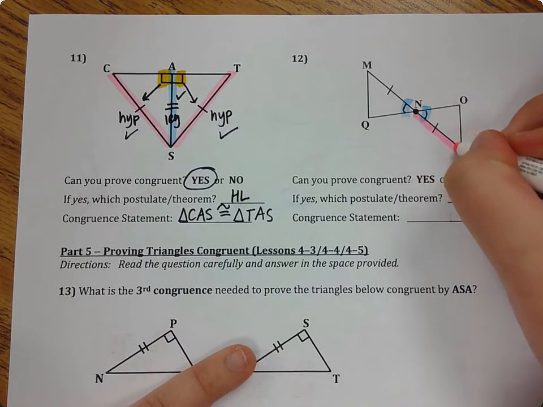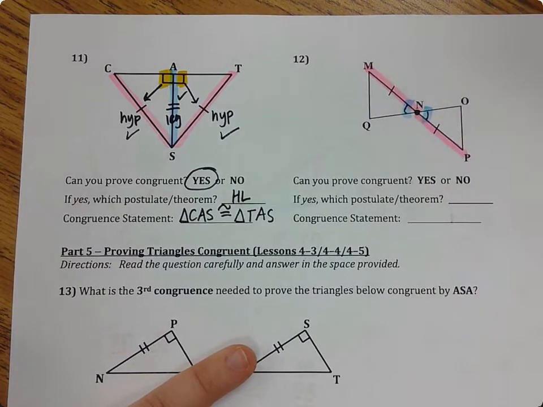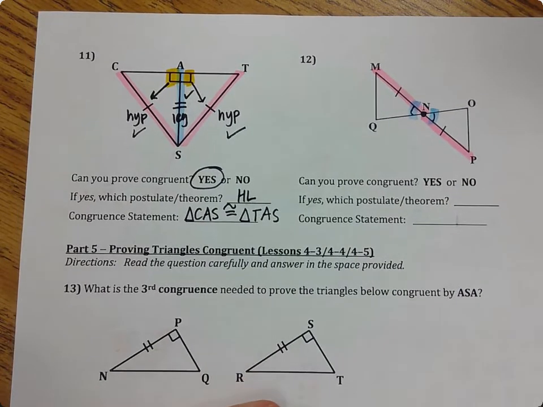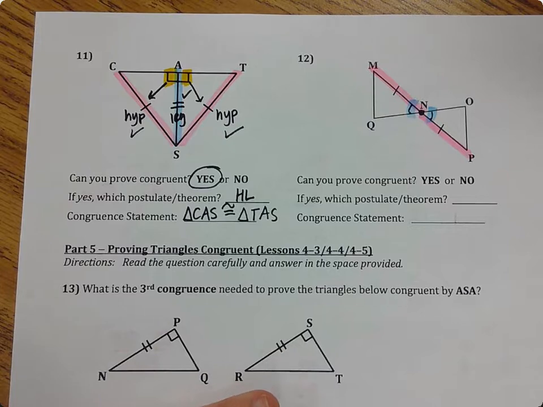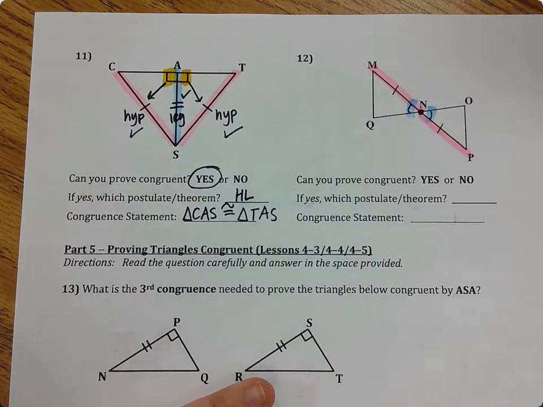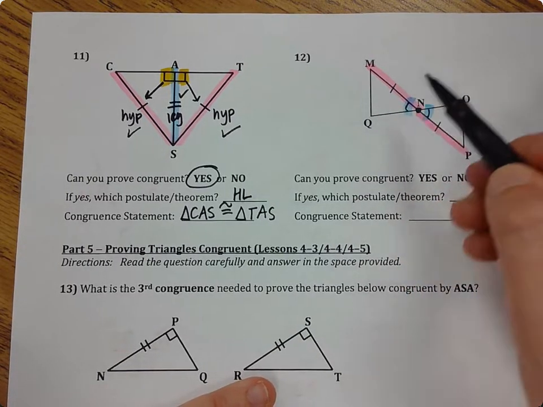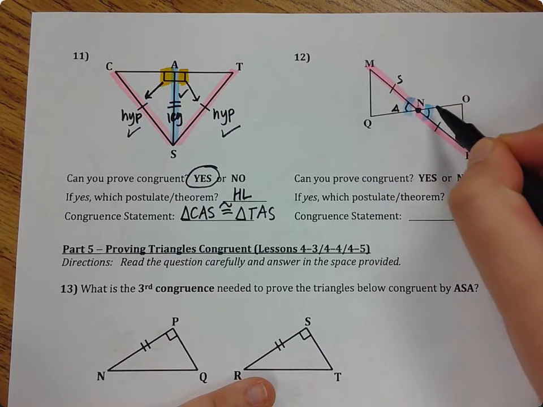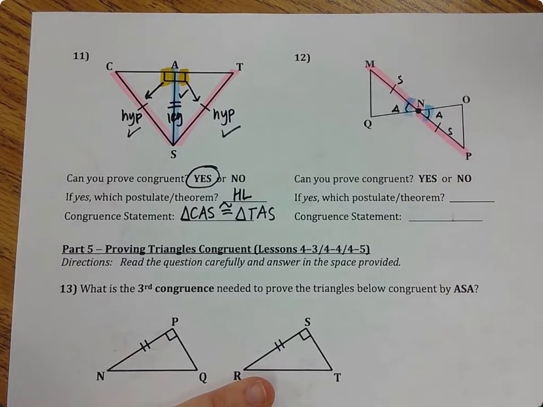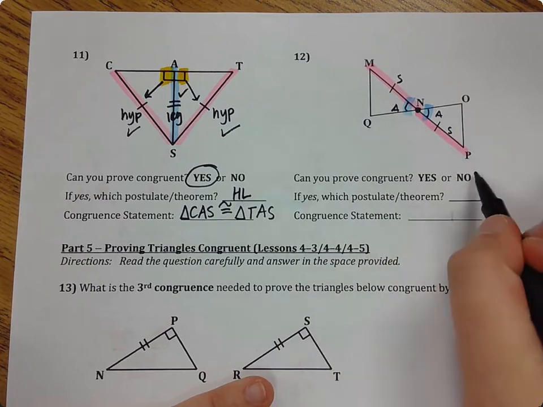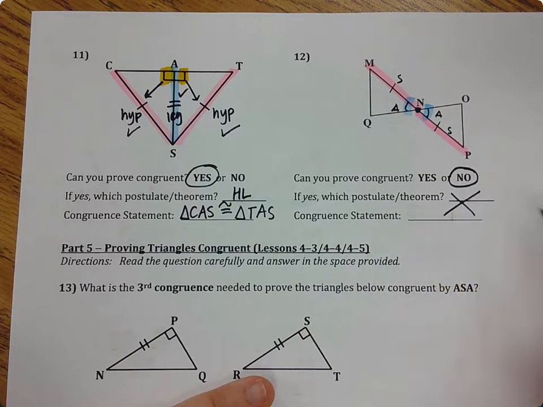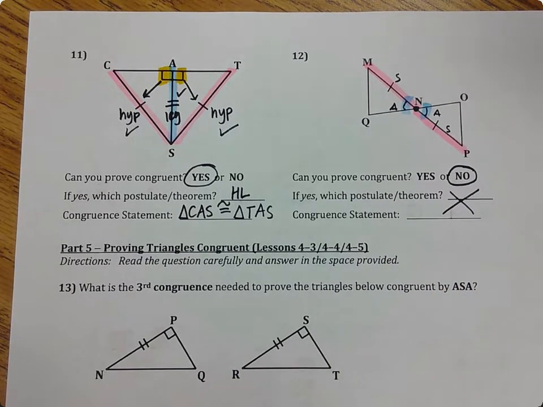I find my congruent sides, and then I ask myself, can I prove these are congruent? I don't know anything else about my picture. I only know one S and one A. I know SA, and I know AS. But that's not enough for me to prove these are congruent, so I gotta say no. And if we say no, then we can't answer those last two questions.